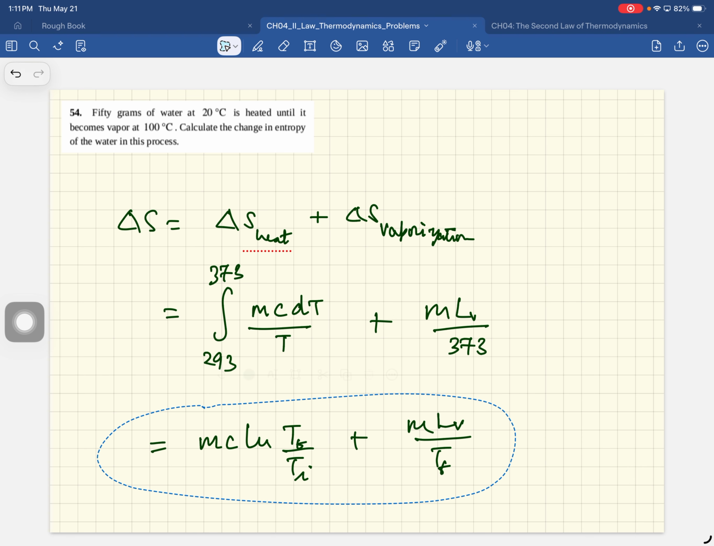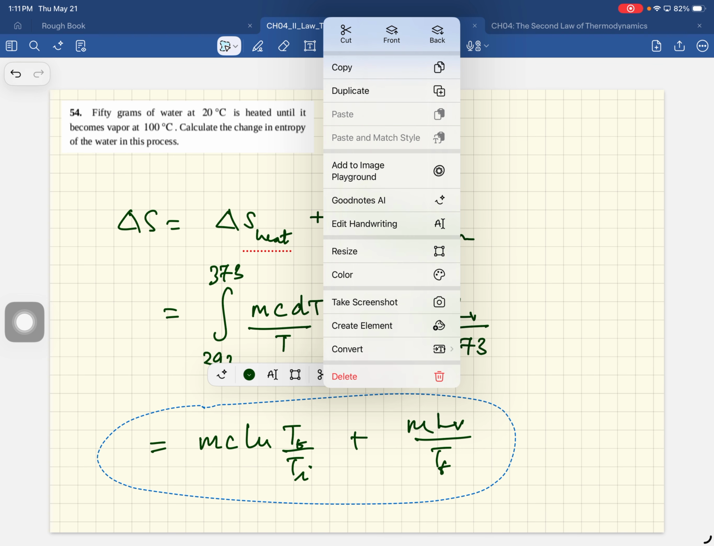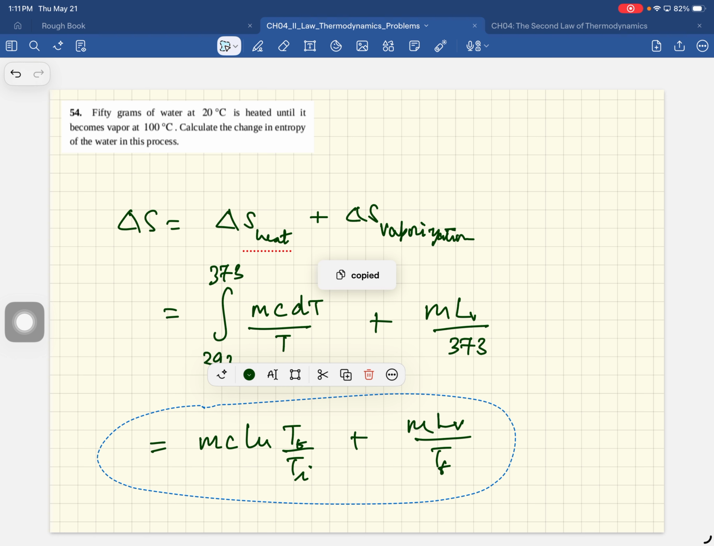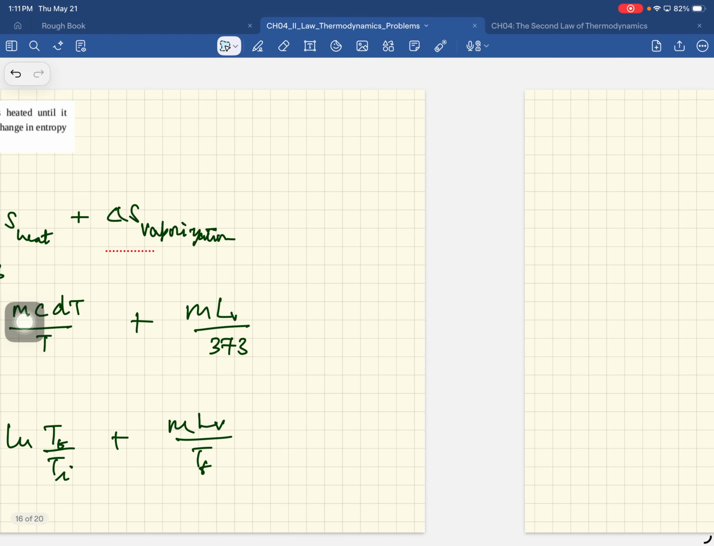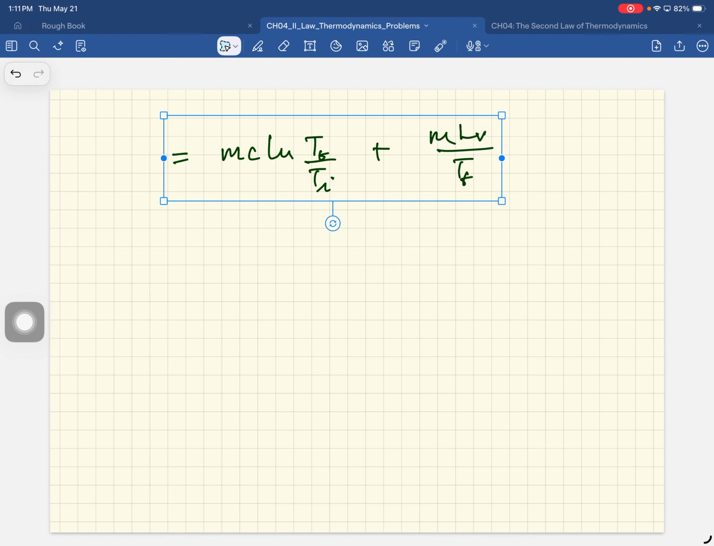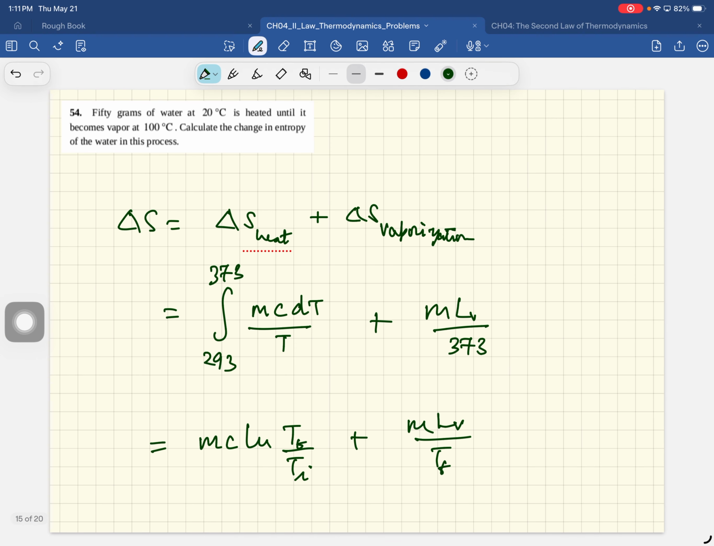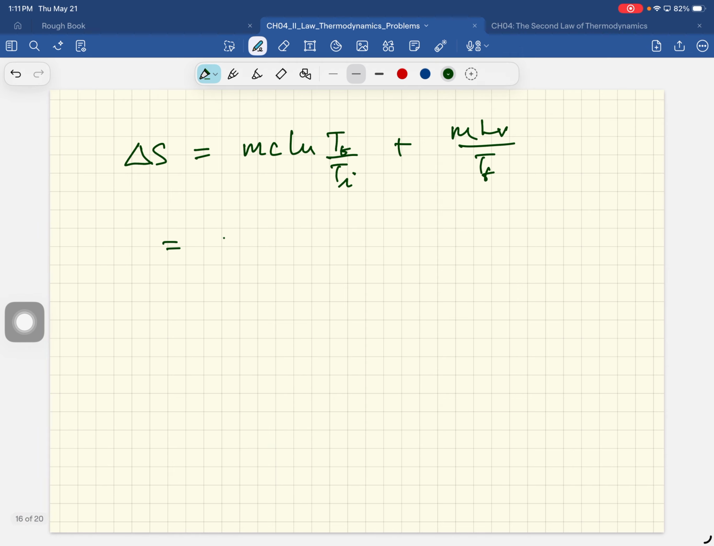A 300-watt heat pump operates between the ground, whose temperature is 0 degrees Celsius, and the interior of a house at 22 degrees Celsius. So what this heat pump is doing is, it's removing heat from the ground and putting it inside the house. Okay, extracting heat from the ground and putting it in your house.